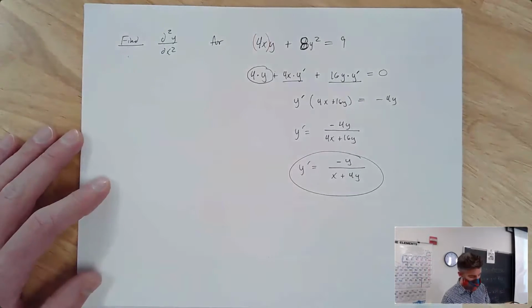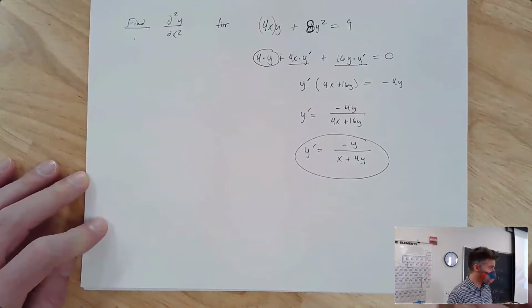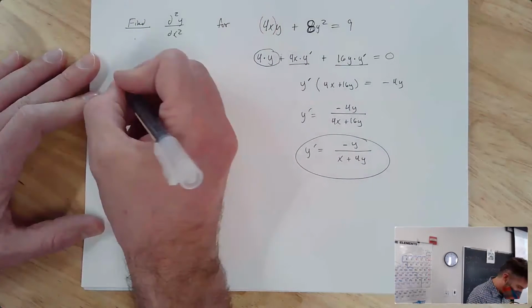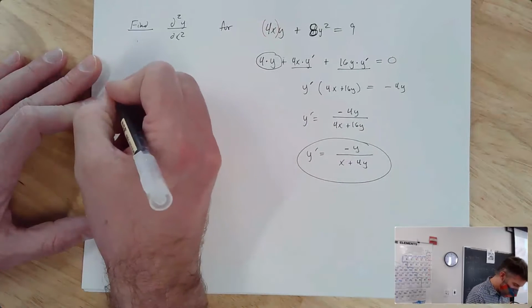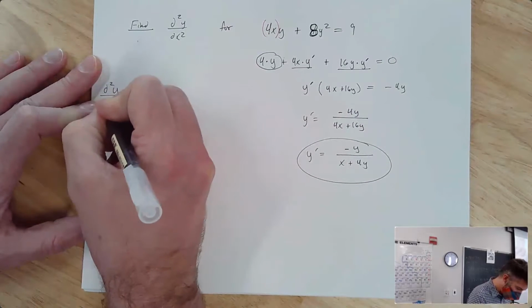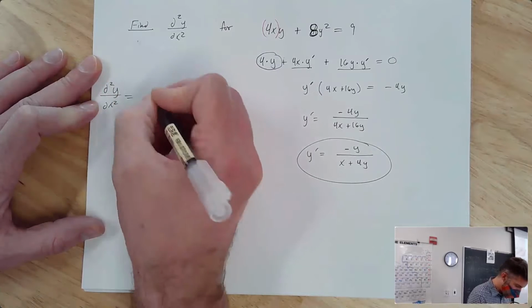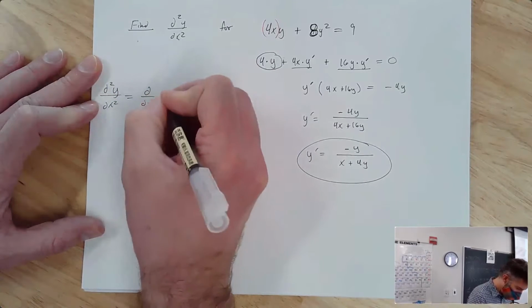All right, so when we find the second derivative, it's just the derivative of the first derivative. So d squared y dx squared is just going to be the derivative of y prime.